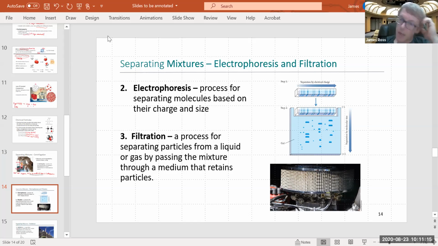Electrophoresis and filtration. Electrophoresis, heavily used in biochemistry and biology and forensics and whatnot, is just like centrifugation, where we use density differences to separate. In electrophoresis, we use mass and charge differences to differentiate. So charge and size. For example, let's say I've got a blob, a small blob, and a large blob.